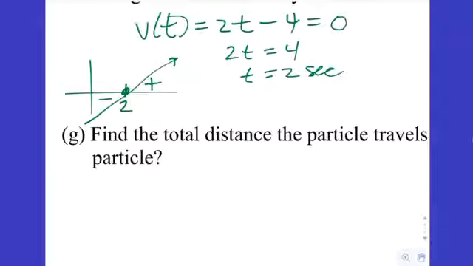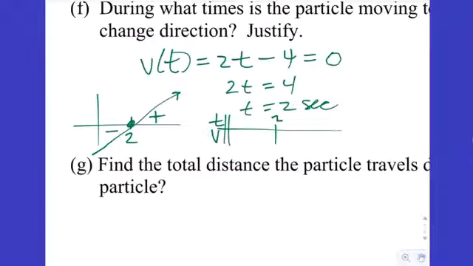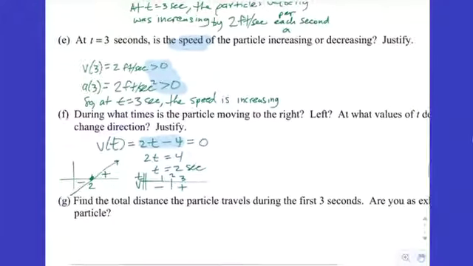Why is that important? You're going to have to tell me how the sign changes, okay? If you didn't want to do that, you could do a little number line. You could say, here's t, here's v, here's 2. Pick a number from the left of 2, like 1, and a number from the right of 2, like 3, and plug them into your velocity function. When you plug in a 1, you get a negative number. When you plug in a 3, you get a positive number. Okay? So here's what you would say.